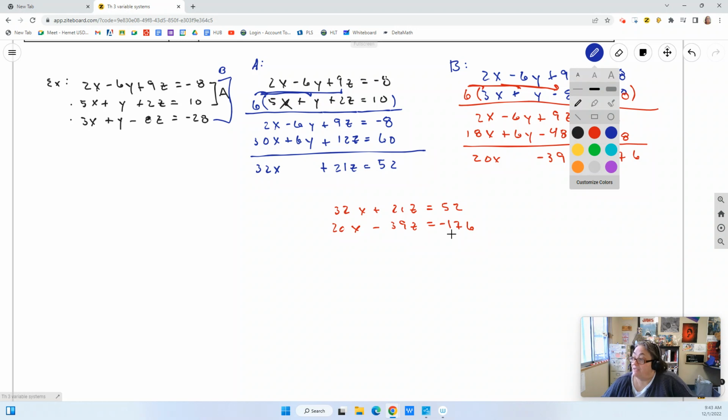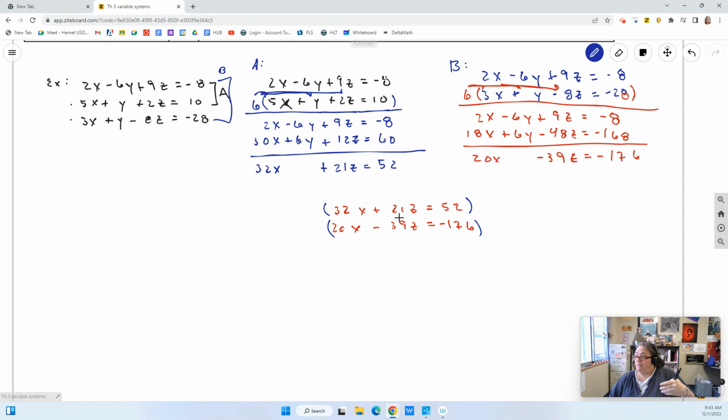21 doesn't go into 39. I am going to deal with the x's because 32 and 20 seem easier to deal with than 21 and 39, because I know that 32 times 5 is going to give me something that ends in 0, and maybe 20 will go into that, because it kind of does, trust me.